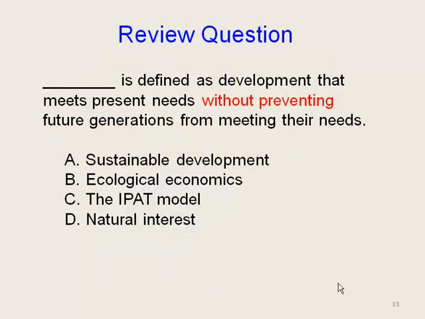So this is a review question that feeds this particular topic. Of the following four items, which is defined as development that meets present needs without preventing future generations from meeting their needs? And hopefully in this case you'll choose A, which is what we've just described.